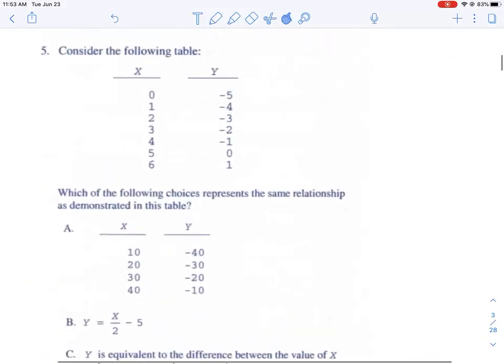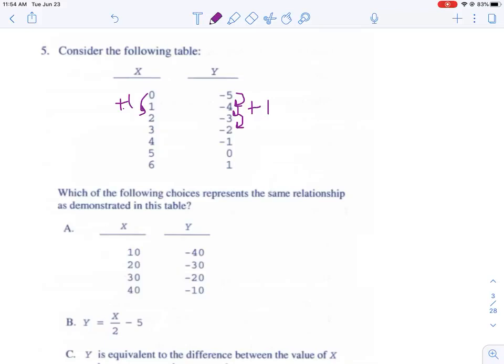Let's try number 5 here. Consider the following table. Which of the following choices represents the same relationships as demonstrated by this table? Now let's look and see what's happening. Every single time our values are going up by 1. Okay, so look, negative 5 plus 1, negative 4 plus 1, negative 3 plus 1. So those are each going up by 1, and these are going up by 1.